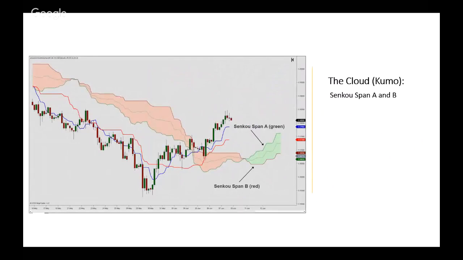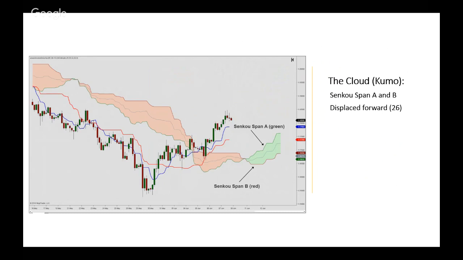All right, so this is the cloud, the Kumo. As I said, the most characteristic feature of the Ichimoku indicator. It's comprised of 2 lines, the Senkou Span A, which is the green line here, and the Senkou Span B, which is the red line. And as I said, these 2 lines are displaced forward 26 bars and are used to identify the current trend. So a strong uptrend shows up as a green cloud here, and that is when the Span A has crossed above the Span B, and then you have a strong downtrend here when the Span A has crossed below the Span B line.